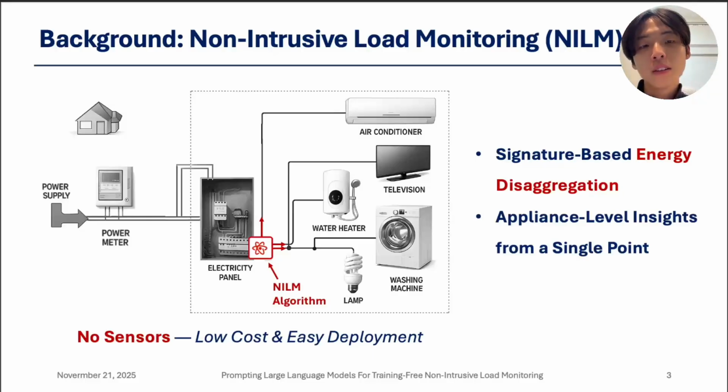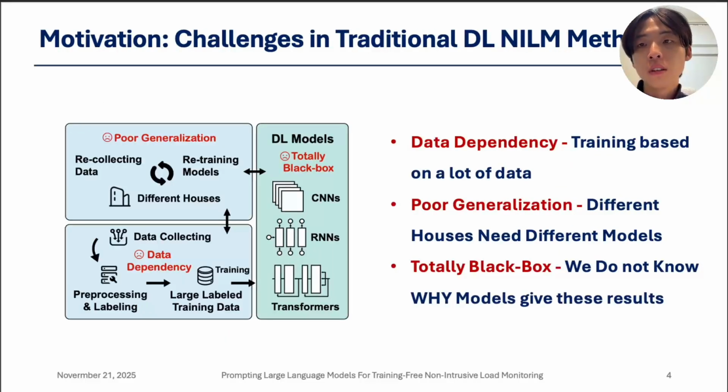So in recent years, most strong NILM systems use deep learning. Deep learning works well on the benchmarks, yeah? But in practice, we see three main problems. The first one is data dependency. You need a lot of high quality labeled data to train the model. That's so expensive, and it's really hard.